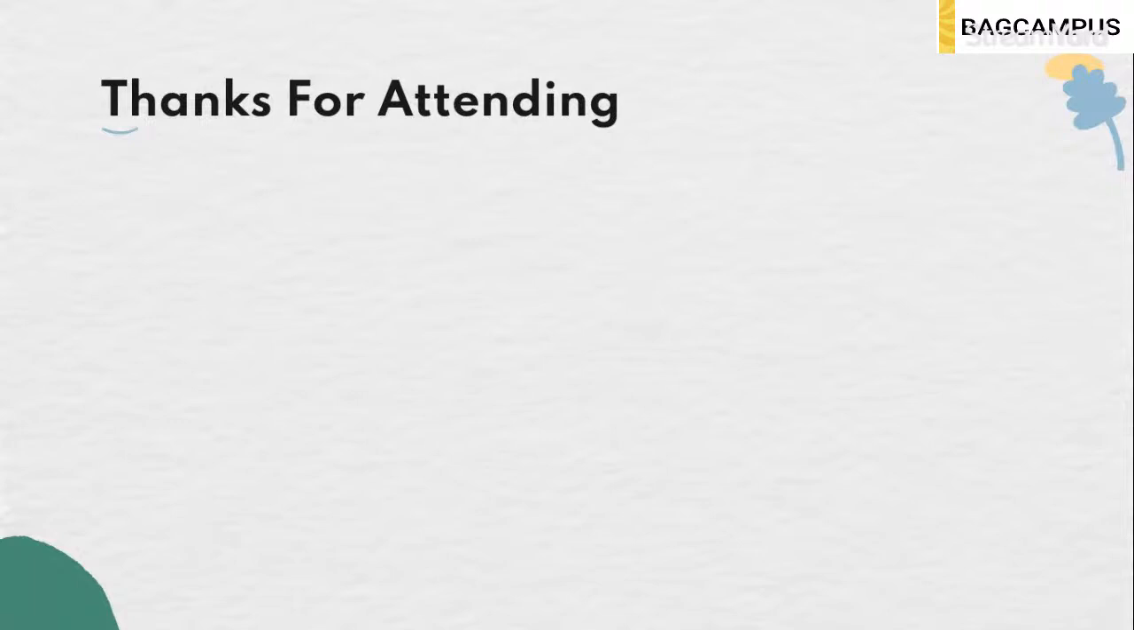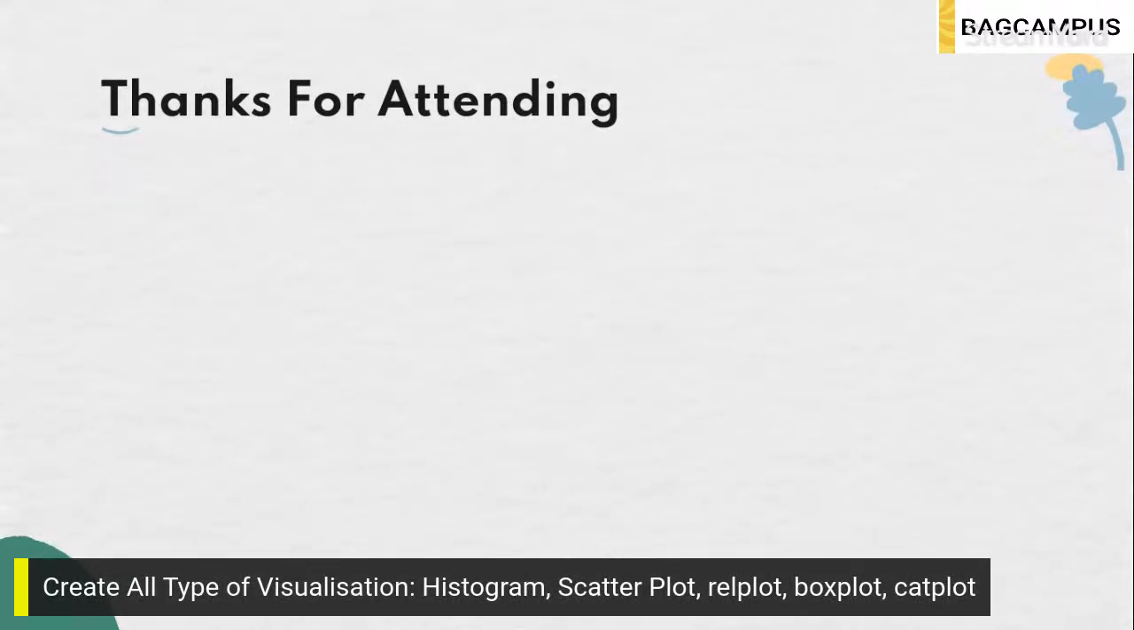Then you have to go with the rel plot. You have to go with the box plot. Right? We learned all these things today only. Then a cat plot. And you have to submit this assignment, right? So create all types of visualization: histogram, scatter plot, rel plot, box plot, and cat plot.